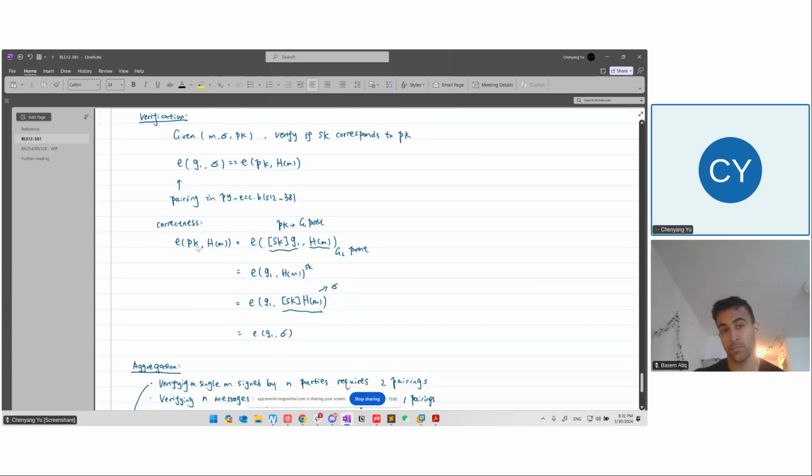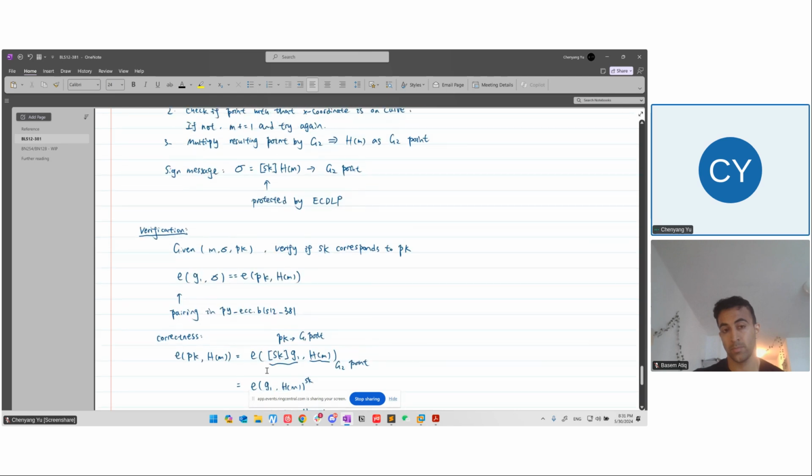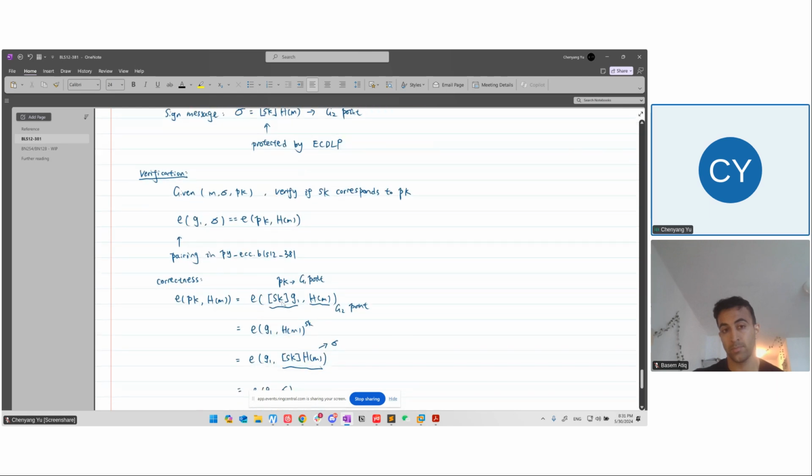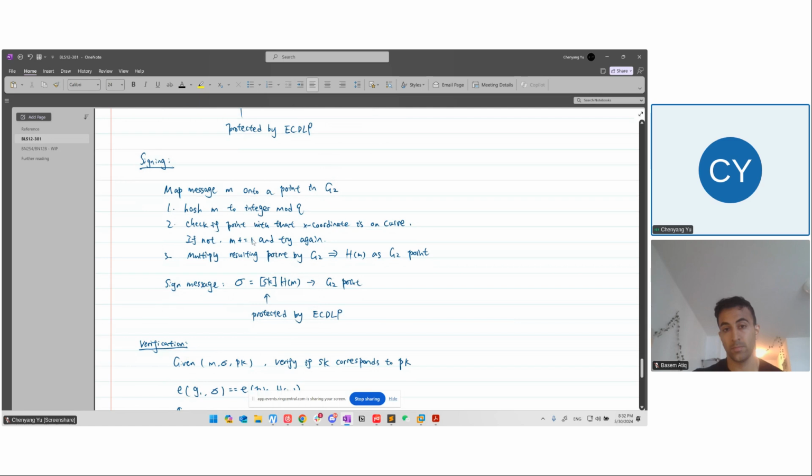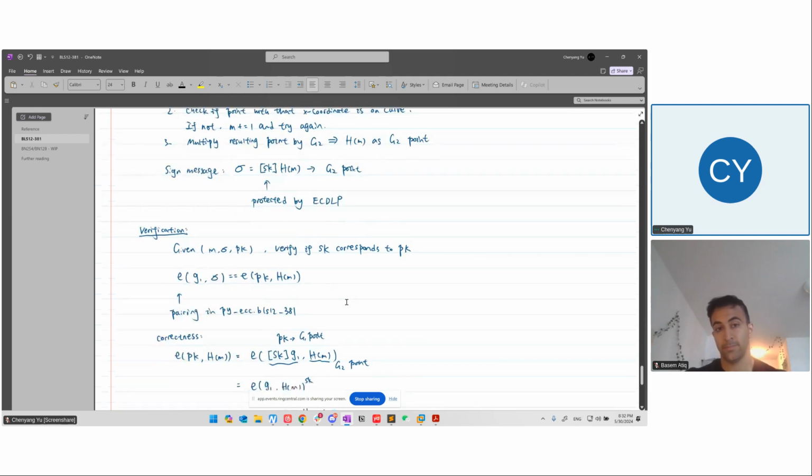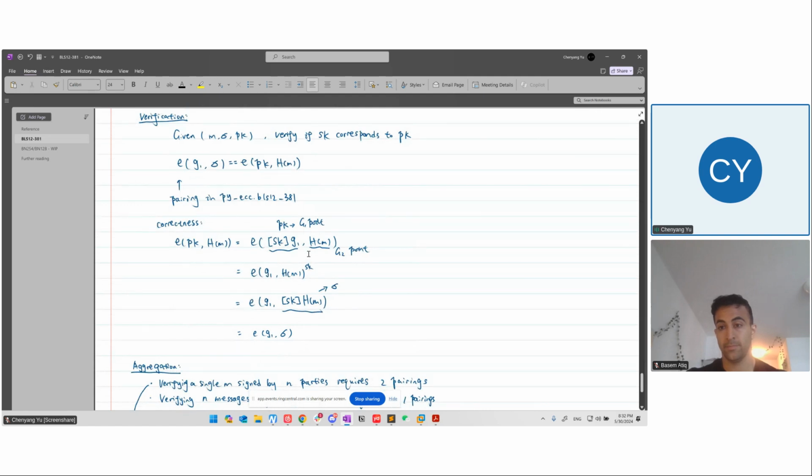So start with e(pk, HM). We have the expression for pk. pk equals secret key times g1. So remember, this is a public key. Also, this is a g1 point. And HM, recall that HM equals, we just hash it and then increment it, and then multiply that by g2. So this is a g2 point. So we have a g1 point and a g2 point. We can do pairing on that, well defined.